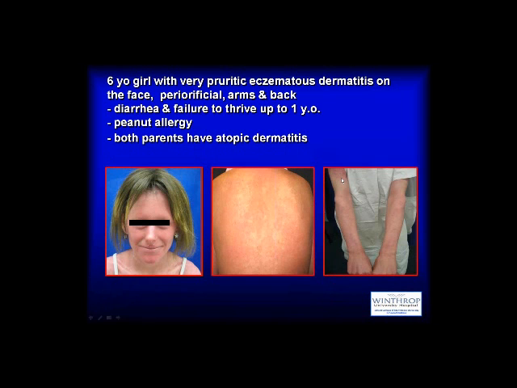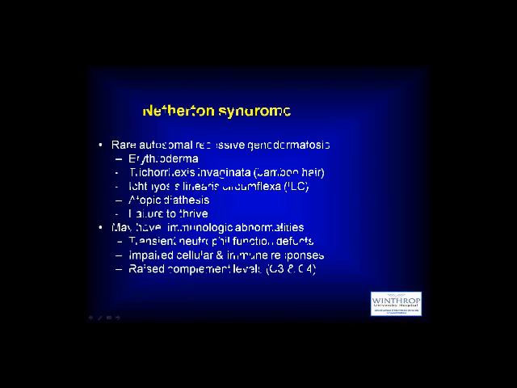Now, this is a 6-year-old girl. You will see complaining of a very pruritic eczematous dermatitis in the face, around the mouth, the arms, and the back. This definitely looks like a kid who has atopic dermatitis, but more than that, this kid has a failure to thrive, also has peanut allergy, which is common in atopic patients, and both parents have atopic dermatitis. So this kid has Netherton syndrome.